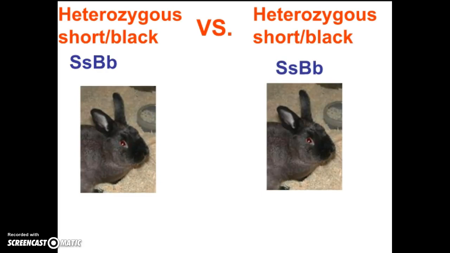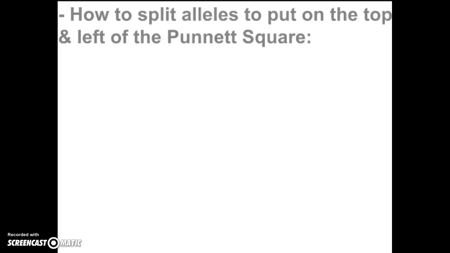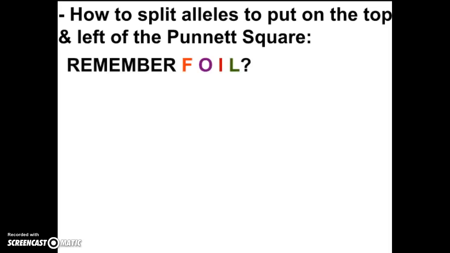Now, because our box has 16 squares, and we need one of each allele along the top and the left side, we're going to use the FOIL method. You've used that in math class before. Now we're going to apply it to genetics. FOIL stands for first, outer, inner, and last. I learned it as outer, inner. So first, outer, inner, last.